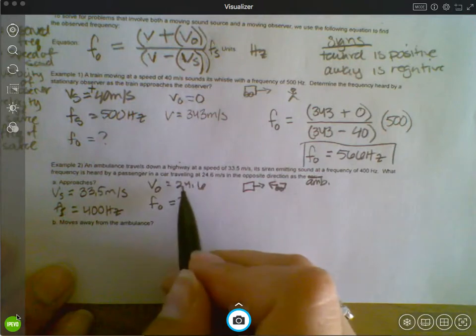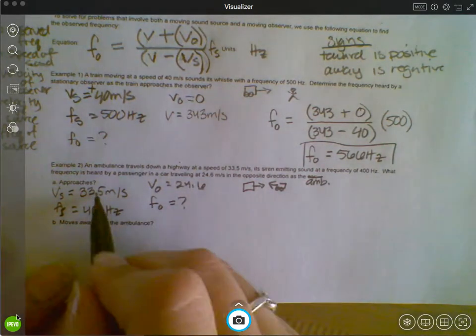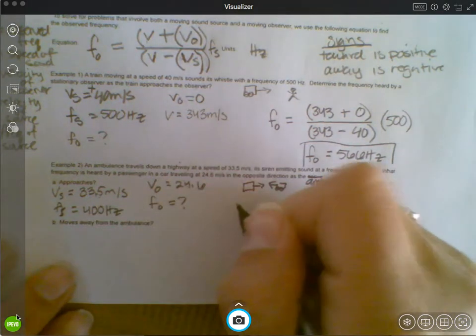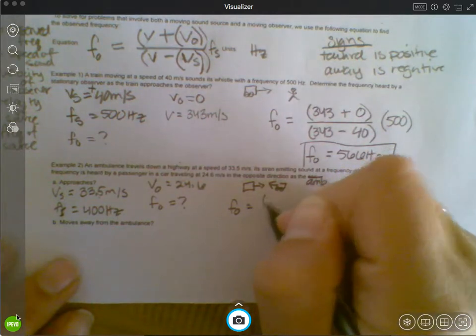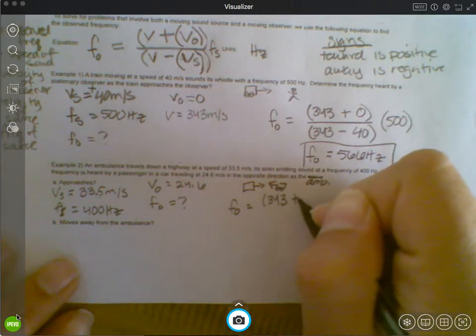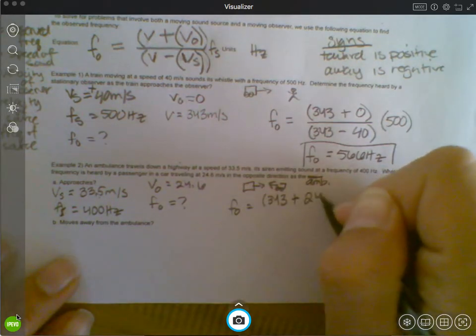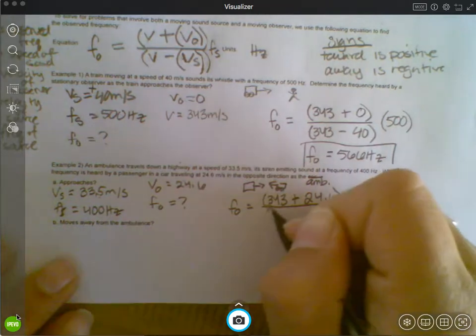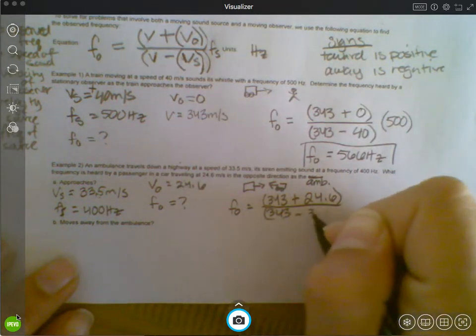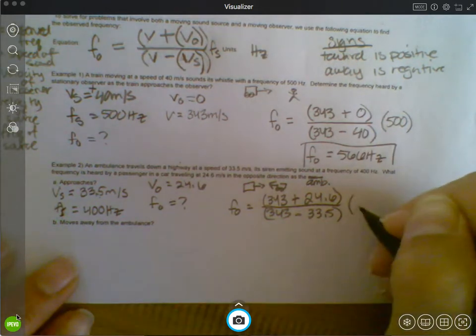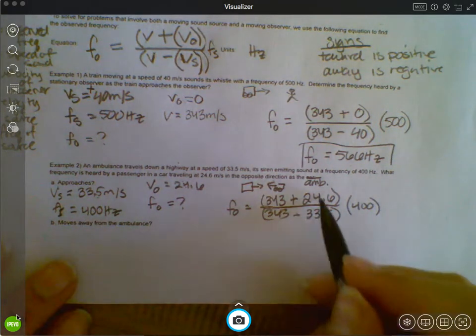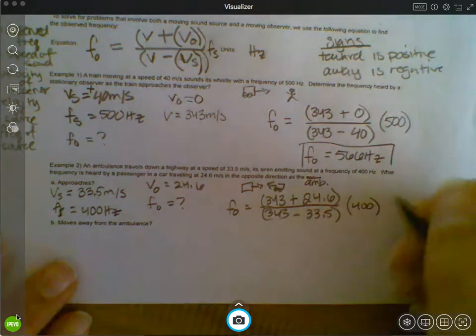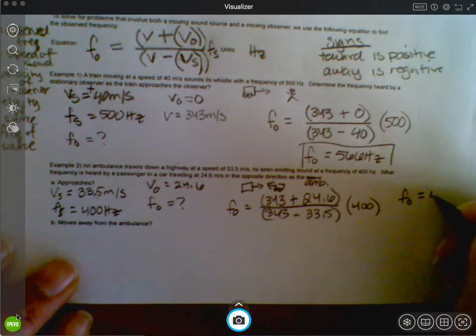So when we set this up, they're going toward each other, so both these velocities are positive. So you can just leave them both positive, and when we plug in the signs in the equation, they'll just stay how they are. So we have FO is equal to 343 plus the observer velocity, which is 24.6, divided by 343 minus 33.5, times 400. The signs just stay the same because these were both positive numbers. And if you solve for that, you get the observed frequency of 475 hertz.